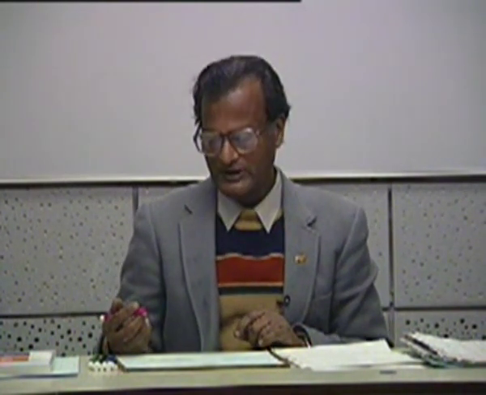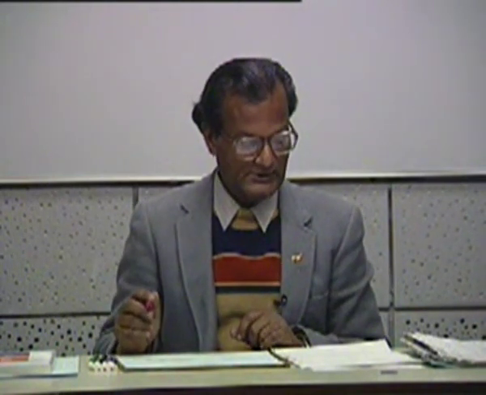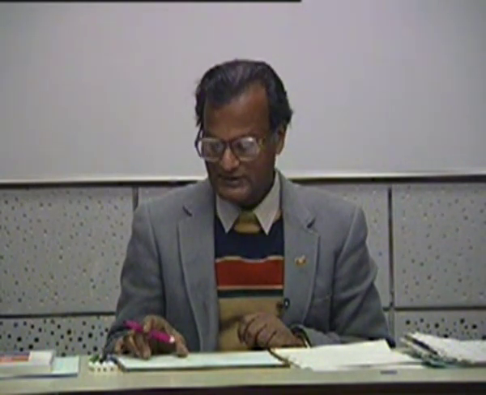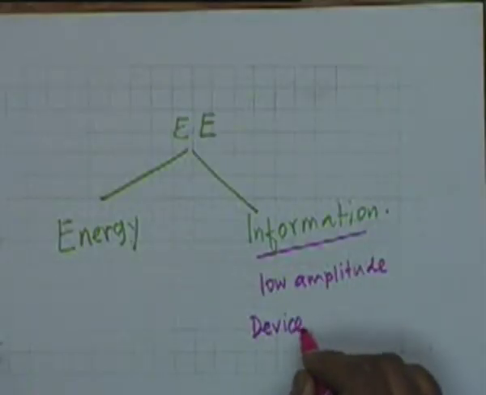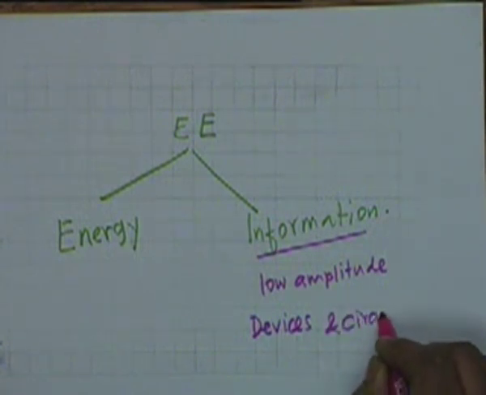Now, the information aspect is of course most important in communication, any type of communication from one place to another, from one human being to another, or from a group of human beings to another group of human beings, and this is done through electrical signals. So, communication is the main utilizer of the information aspect of electrical engineering, and this communication is done with the help of what we are going to study, namely devices and circuits.